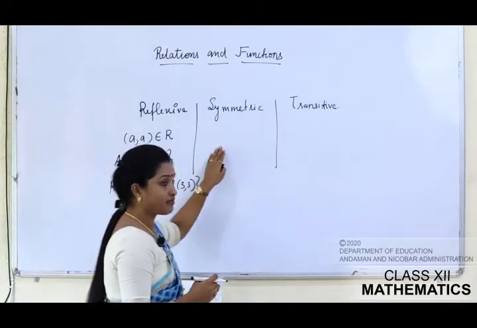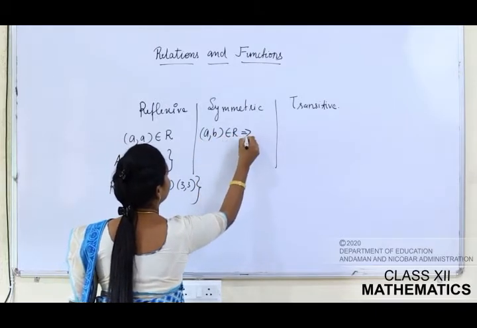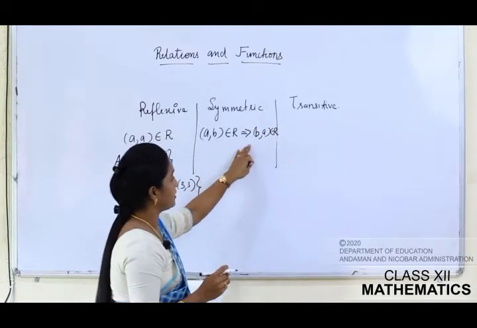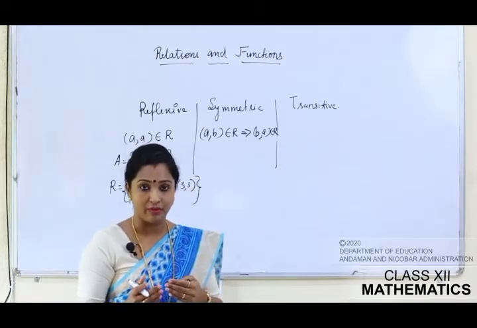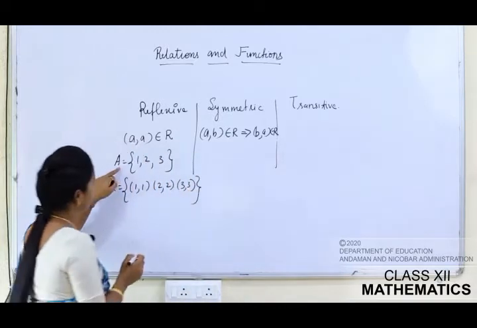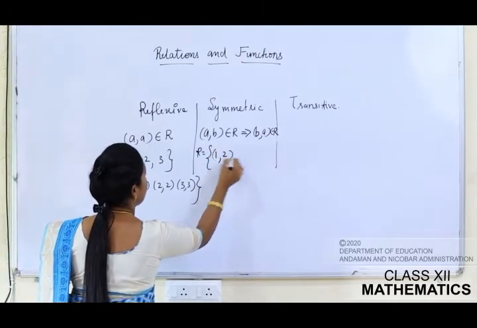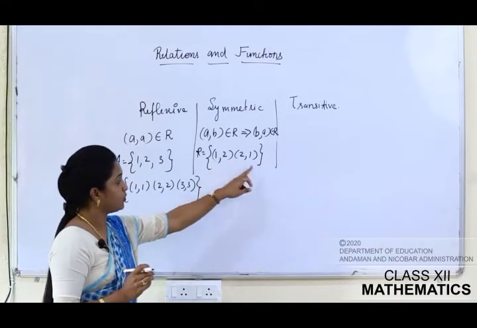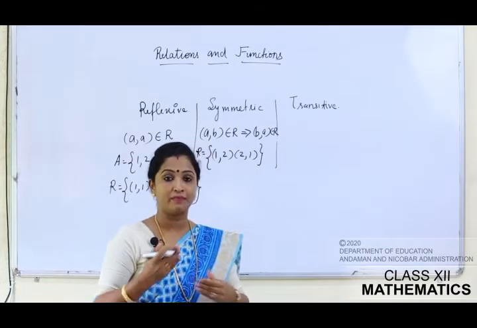Okay, come to symmetric. Symmetric means (a, b) belongs to R implies that (b, a) belongs to R. Means अगर a और b उस relation में है तो b और a भी इस relation में होगा. For example, same case, we will take the same example, A = {1, 2, 3}. Suppose you have got a relation in which you are getting (1, 2) and (2, 1). ठीक है, तो आप क्या बता सकते हैं, (1, 2) और (2, 1) इस relation में अगर है तो आप बोल सकते हैं ये symmetric relation है. Okay, (a, b) and (b, a).